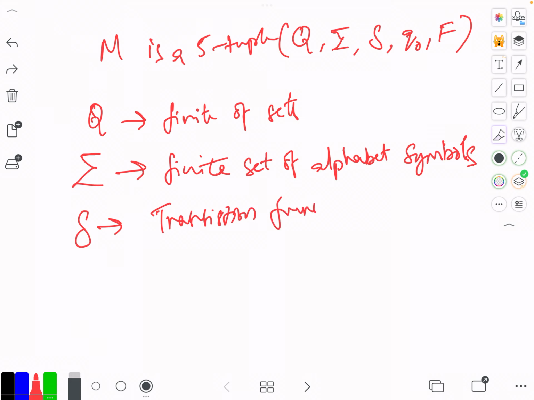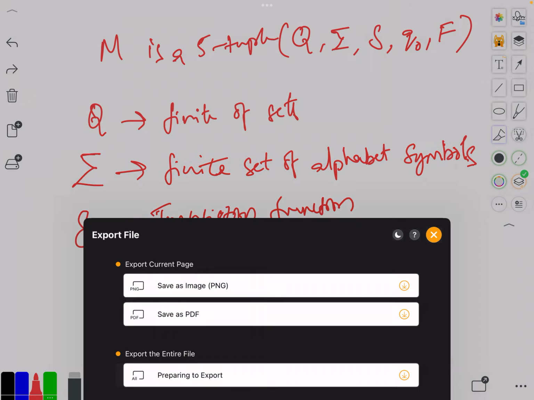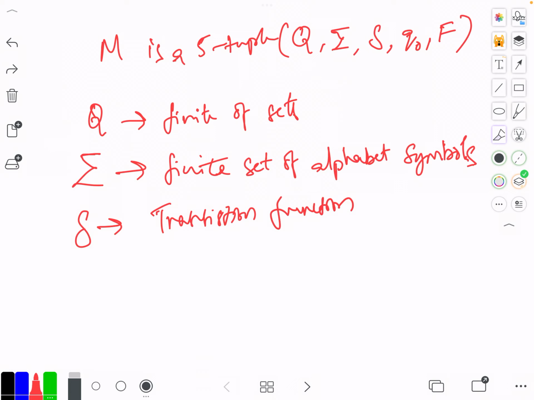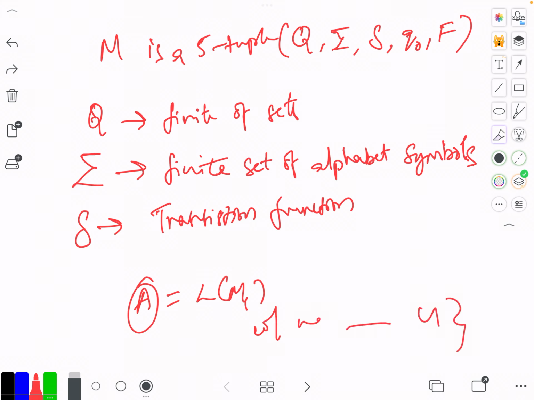Delta, the transition function. So what is this transition function? As you have seen in the previous example we discussed, A is equal to L of M1, where A has W and contains 1 1.